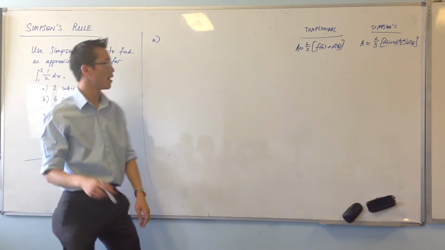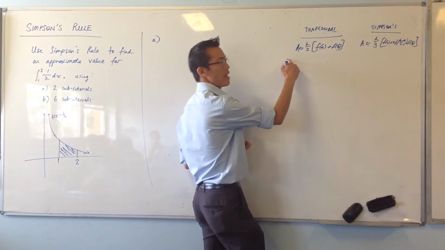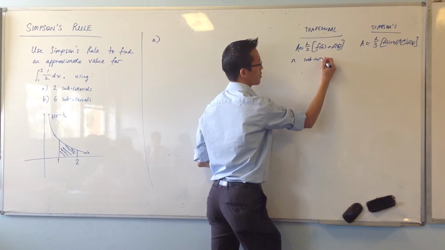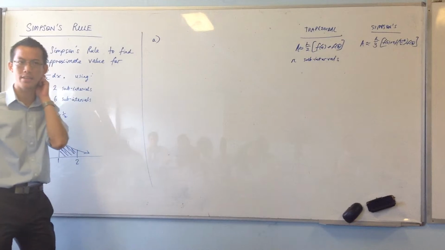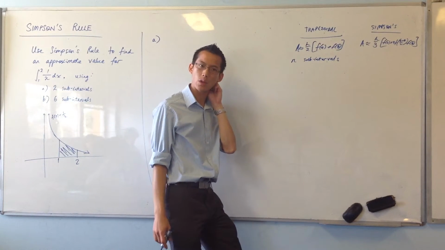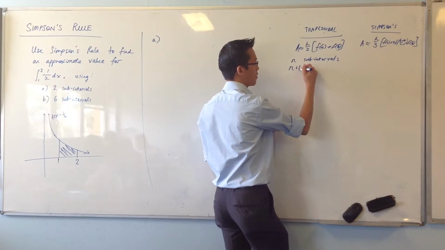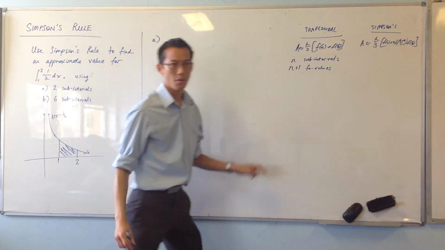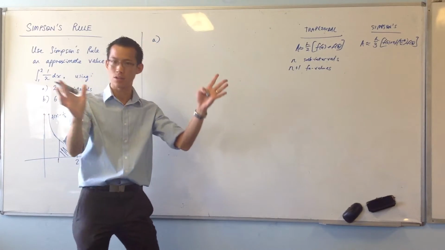Now, let's think about these things, subintervals, function values, and so on, okay? If you have n subintervals for trapezia, how many function values are you going to have? Just n plus 1, right? Because one trapezium has 2 sides. 2 trapeziums, you've got 1, 2, 3, and so on, okay?